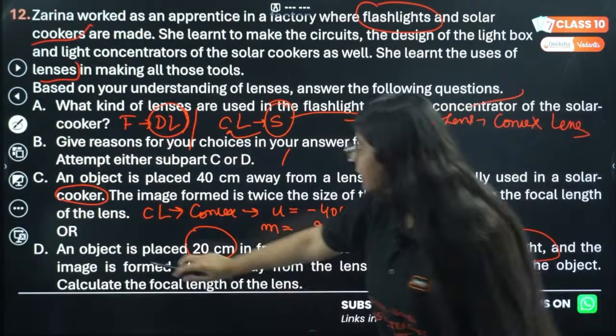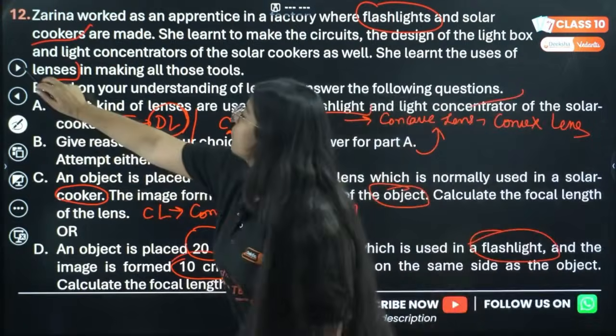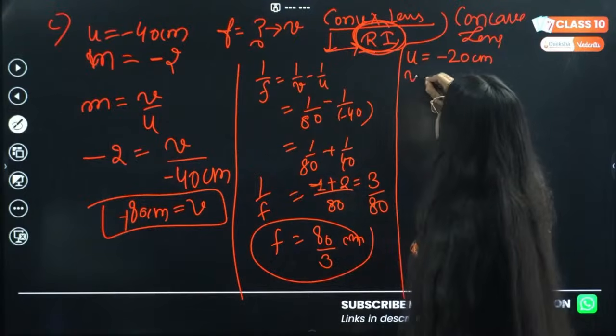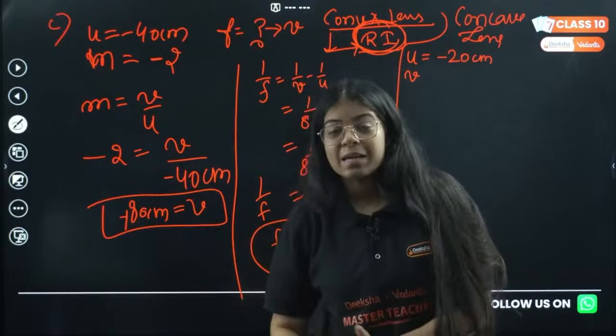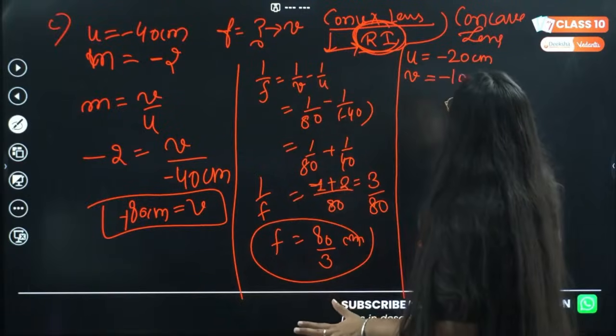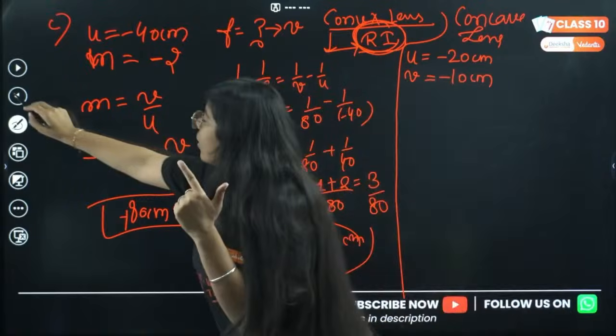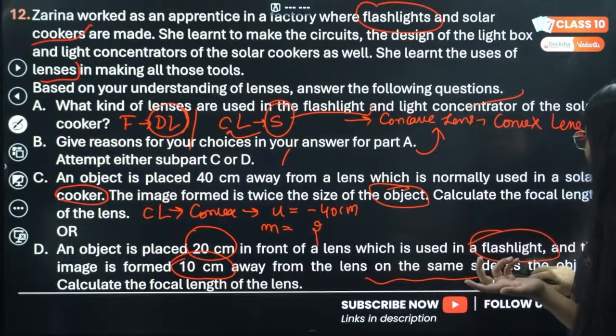Okay, and the image is formed 10 centimeter away from the lens. Now in a concave lens, the image also forms on the same side as the object, so it will also be minus 10 centimeter. See, how you have to use your brain. Away from the sun, oh, it's written on the same side.